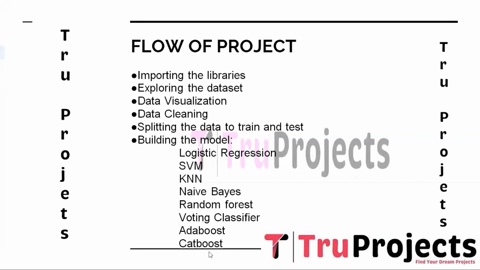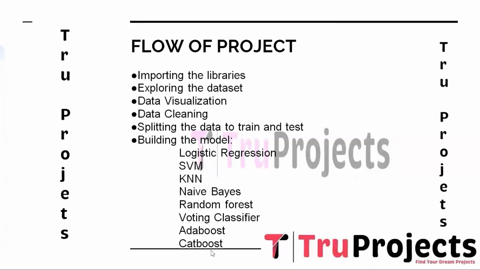And the last one is CatBoost. CatBoost is a gradient boosting library designed to handle categorical features effectively. Gradient boosting is an ensemble learning technique that combines multiple weak learners in a boosting manner. CatBoost is specifically optimized to work with datasets containing categorical features without the need for extensive pre-processing such as one-hot encoding. It automatically handles the categorical variables and improves the performance of the model.